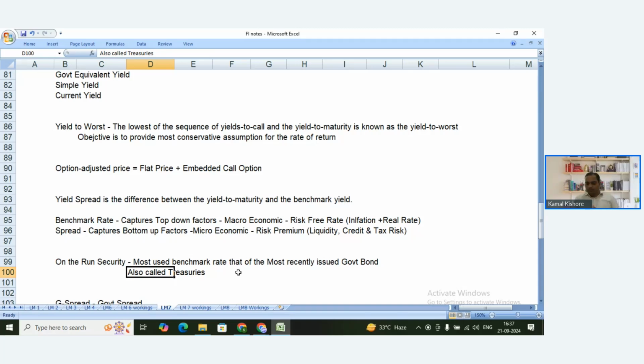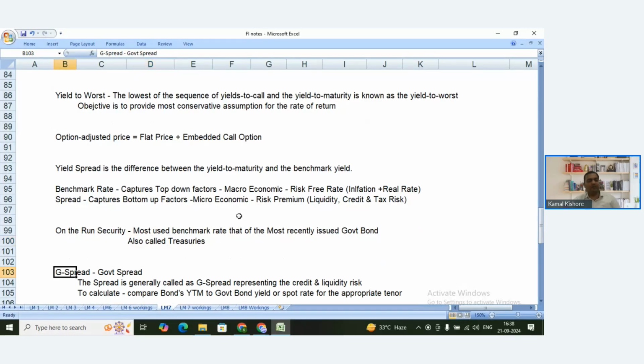Okay, the benchmark rate that we are talking about, the benchmark yield, is based on the government bond YTM. Now, the government spread. What is this G spread? Nothing but this spread.